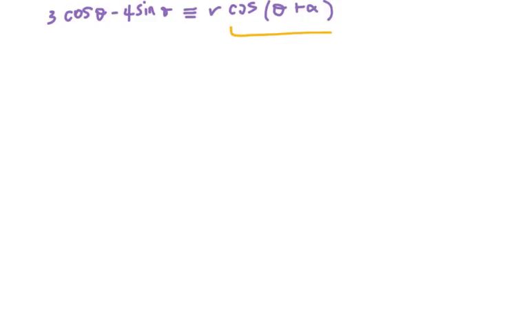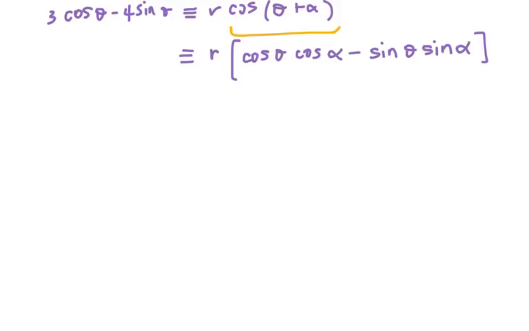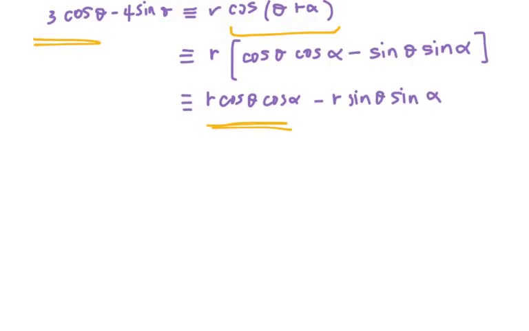So now we're going to expand the cos of theta plus alpha, and that is cos theta cos alpha minus sin theta sin alpha. And if we distribute r, we get r times cos theta cos alpha minus r times sin theta sin alpha. So now we could equate both sides. That must mean that 3 cos of theta must be equal to r cos theta cos alpha. So therefore, that must mean that 3 is equal to r cos alpha.